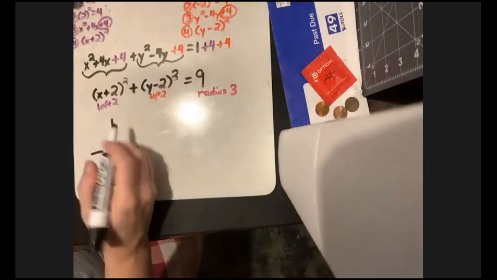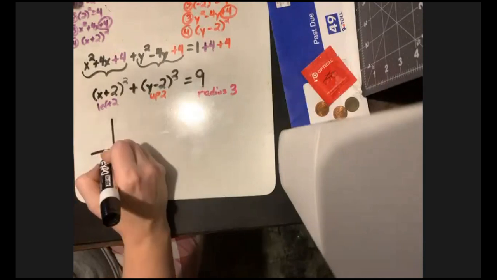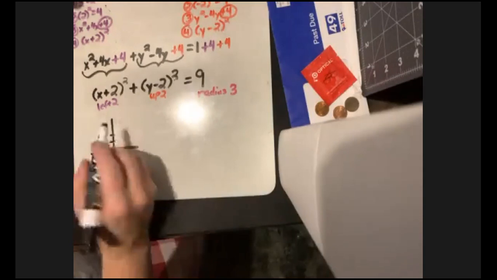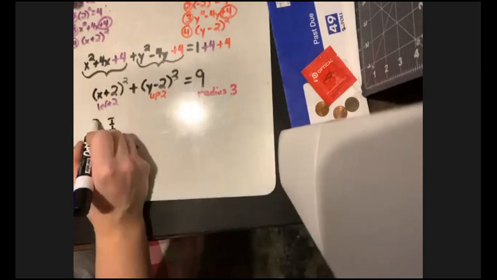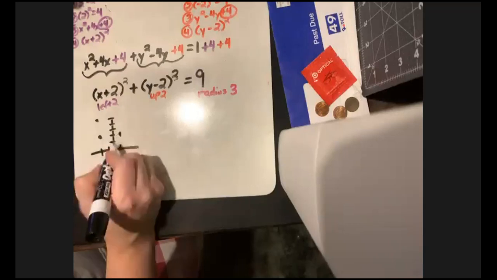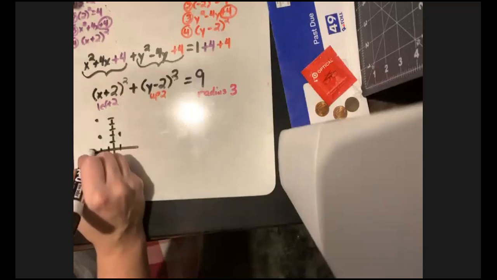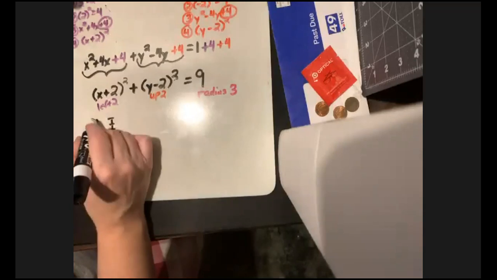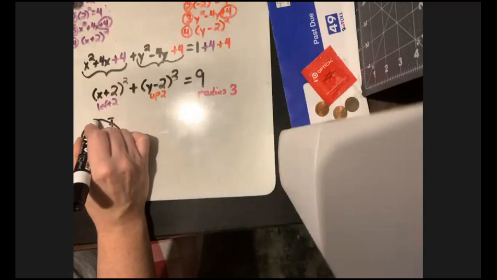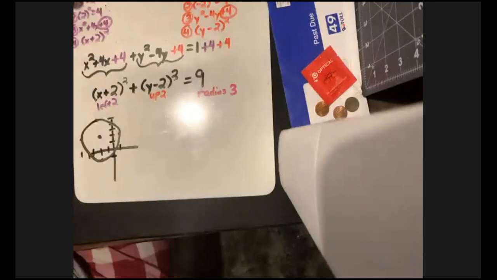So I'm going to go left 2, up 2. There's my center. And I'm going to go 1, 2, 3 up. 1, 2, 3 to the right. 1, 2, 3 down, and 1, 2, 3 to the left. And I can form that circle. Okay. And that's how we convert from general form to standard form.